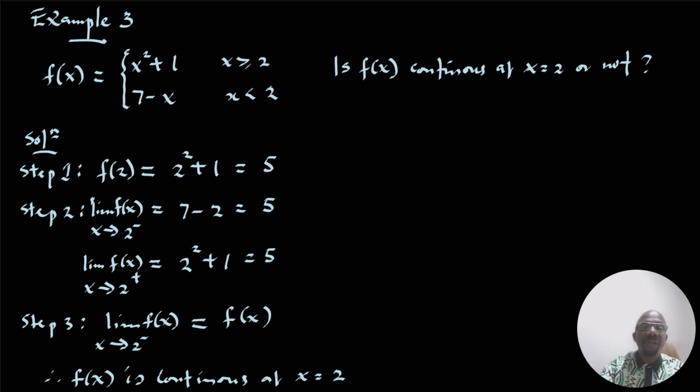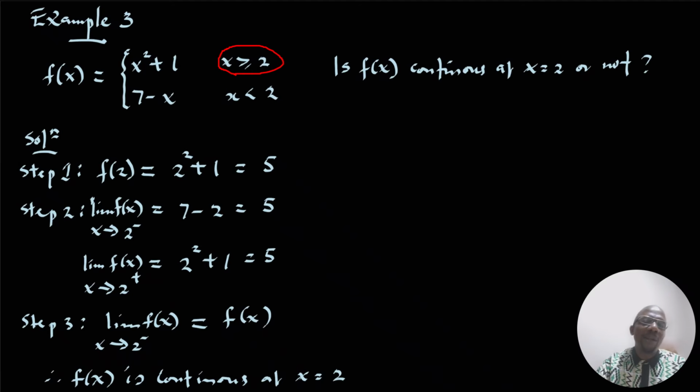The same way, step 1, you can see f of 2 equals 2 squared plus 1, using the very first function, because this is the one that contains x equal to 2. Step 2, the limit of f of x as x approaches 2 from the negative side gives us 7 minus 2, using the second function because it's less than 2. And the limit of f of x as x approaches 2 from the positive side, we also use the first function, where x is greater than 2.